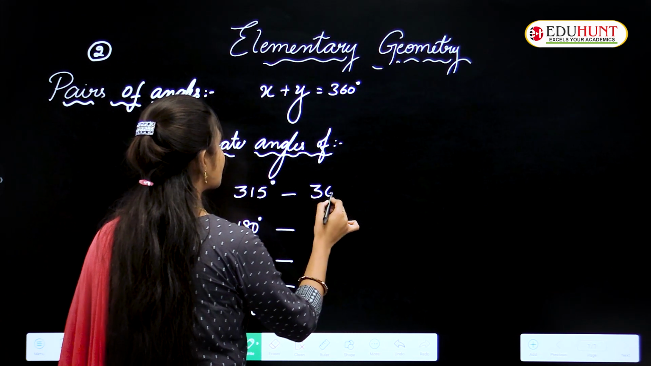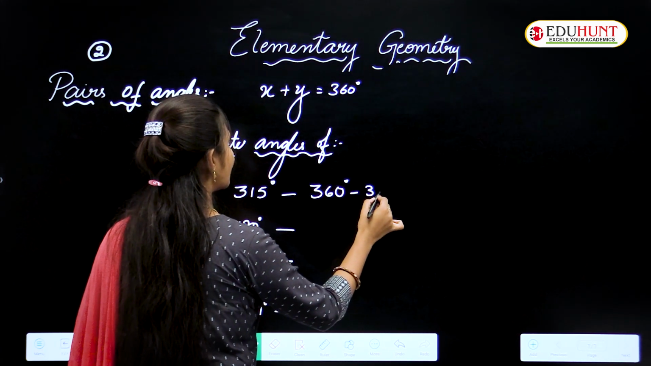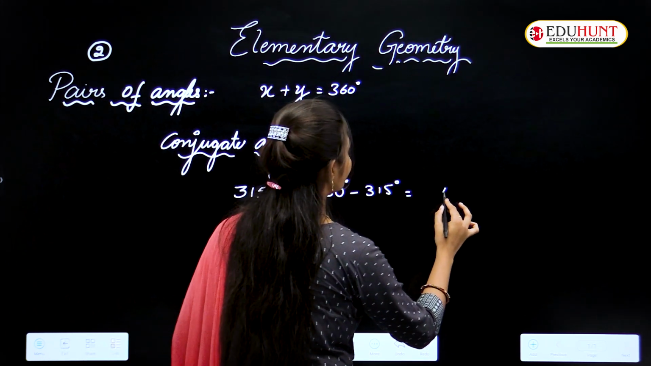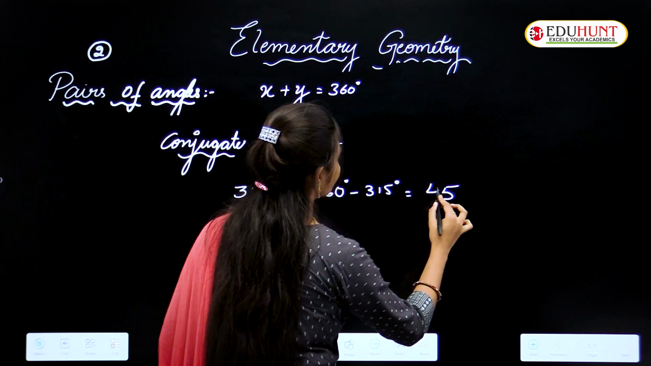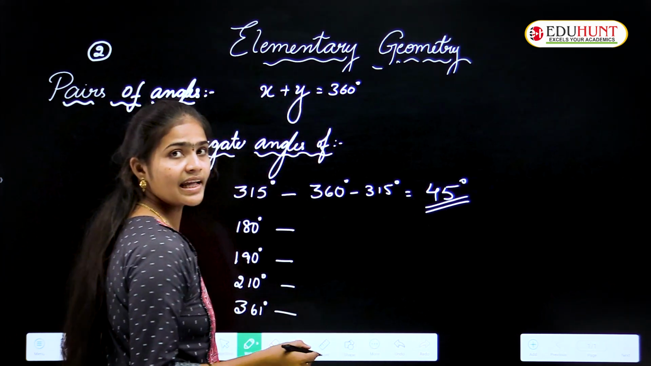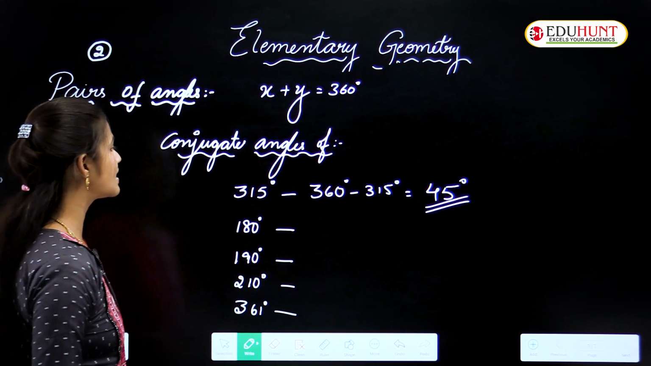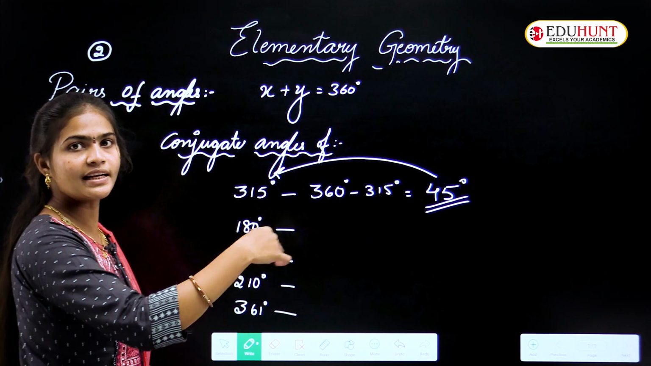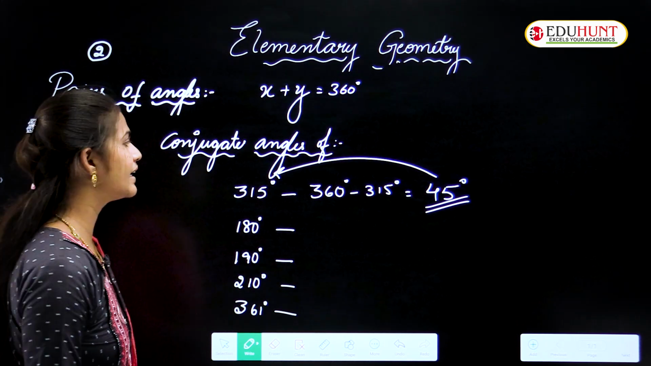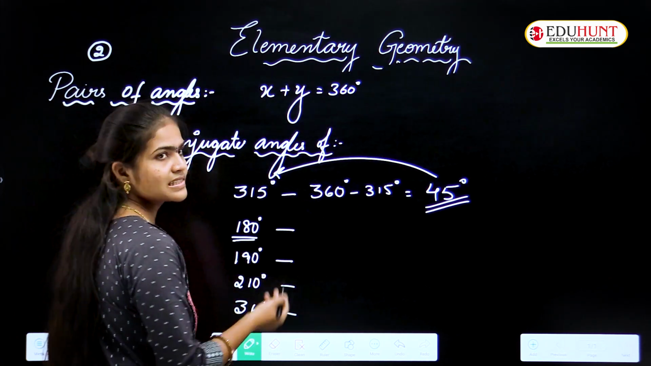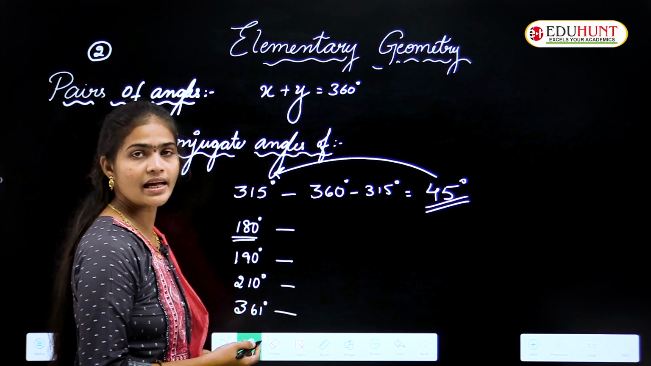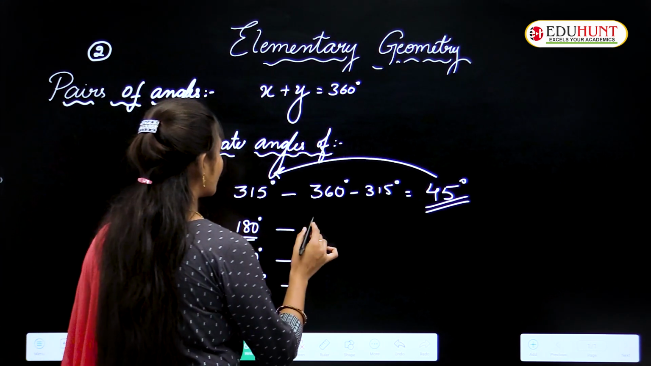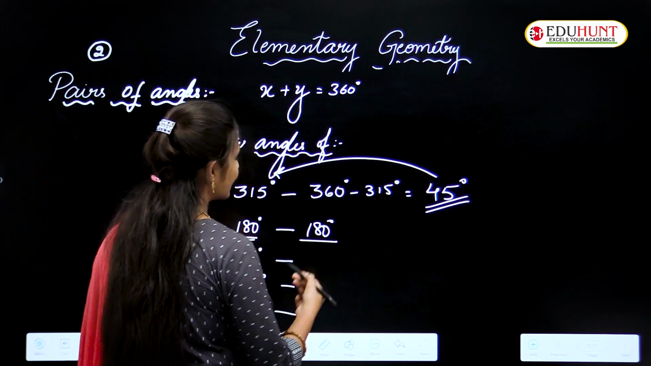So here 360 degrees minus 315. Then what will you get here? Yes, 10 minus 5 is 5. And here 5 minus 1 is 4. Okay, so what is that angle here? That is 45 degrees. So 45 degrees is a conjugate angle of 315 degrees and 315 degrees is a conjugate angle of 45 degrees. Next, 180 degrees. Just now we know that 180 is an equal angle. If you add that same angle to 180, then you will get 360 degrees. So directly we can write this one as 180 degrees.